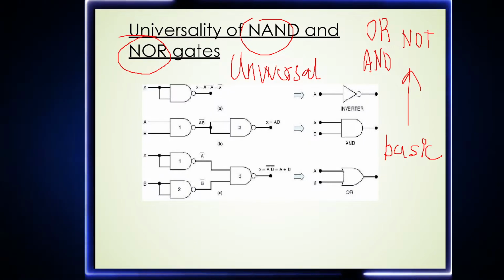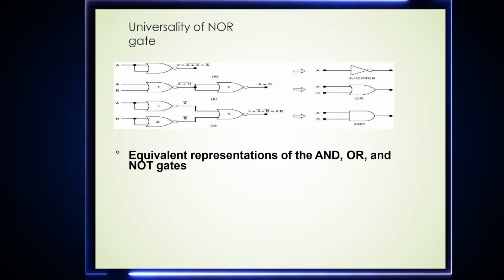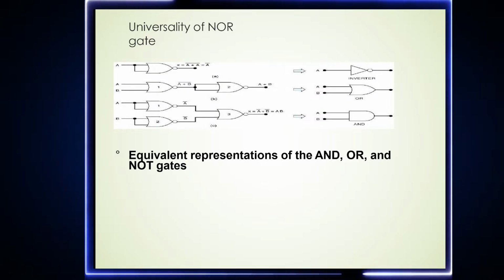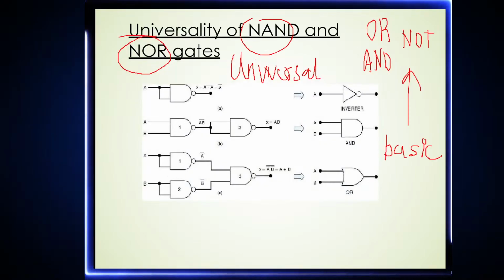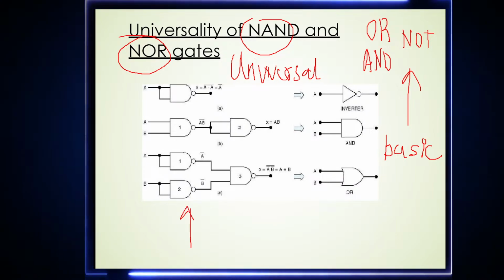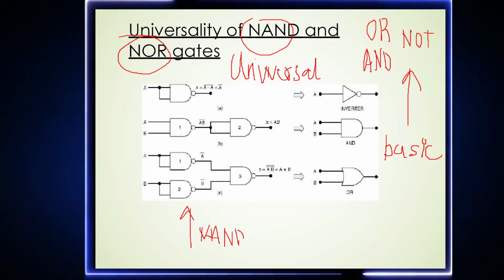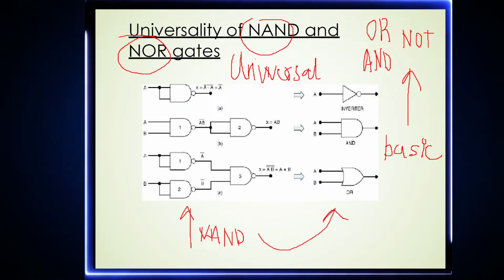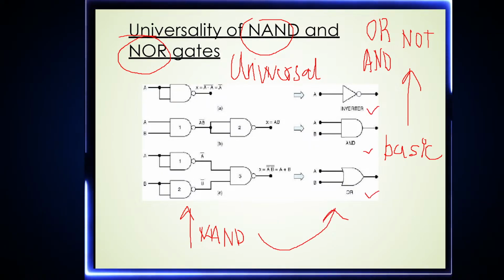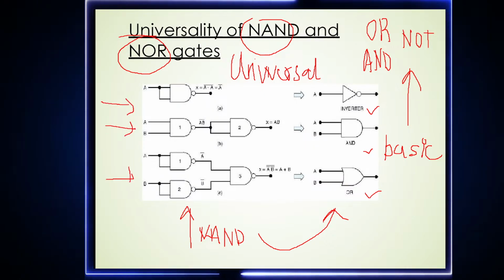Now why do we call them the universal gates? Because using them we can form the basic gates. See, equivalent representation of AND, OR and NOT using NOR. Okay, take a screenshot of this. Here we have used only NAND gates, and we have the three basic gates, NOT and NOR, doing the same basic operation. Take a screenshot of this.